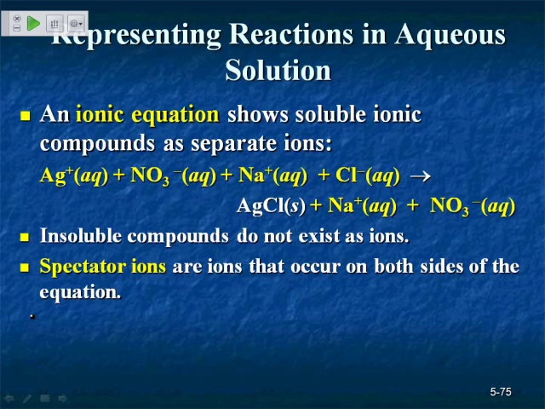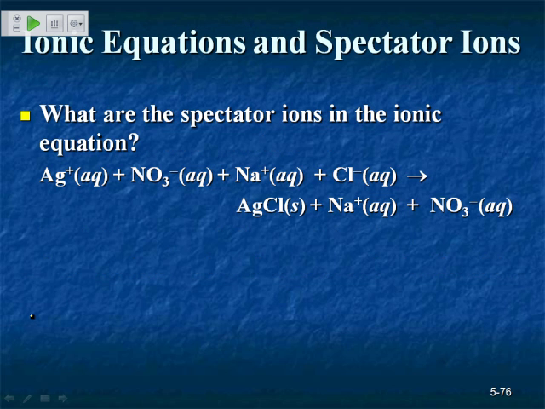So in this equation, who are the spectator ions? Who would you call spectator ions in this equation? Check one by one. Who exists exactly the same on both sides? We see Na plus and Na plus. Also NO3 minus and NO3 minus. So those two ions are spectator ions. You already just answered that question. Who are the spectator ions in the ionic equation?